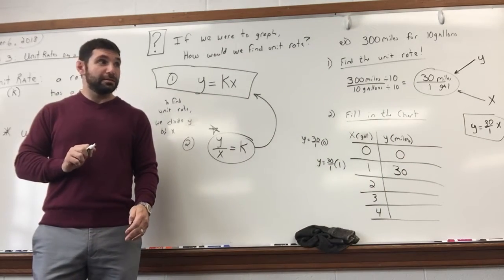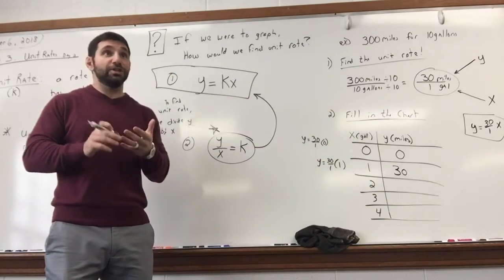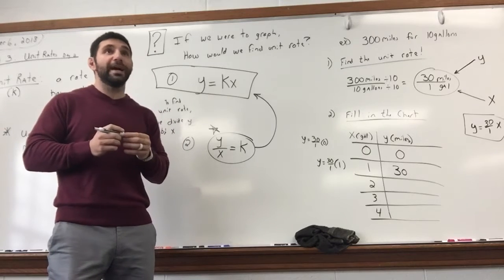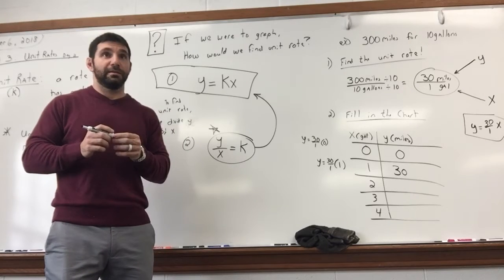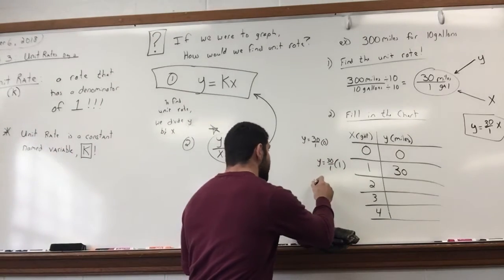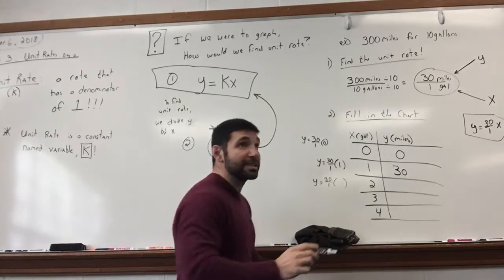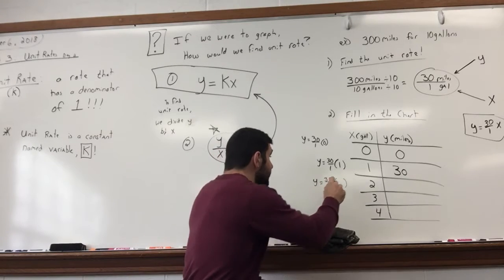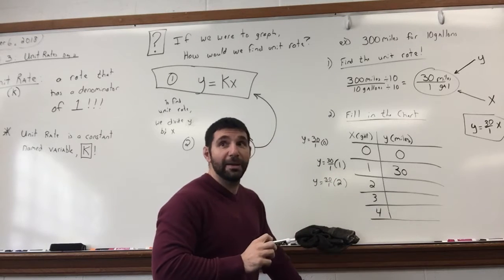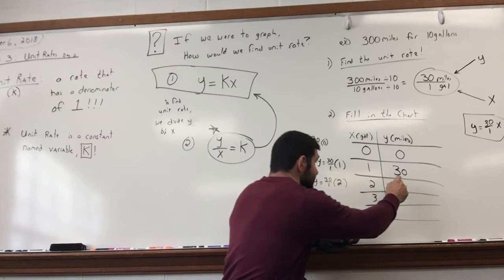Everybody with me? What am I going to do for 2? What equation am I going to use to find out how many miles 2 gallons gets me? Number 1. So we've already found k. I write y equals 30 over 1 times, what's my new x value? Times 2. So now I've got 30 times 2. What is 30 times 2? 60.